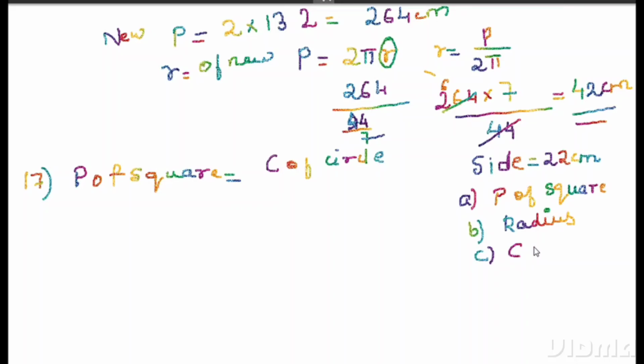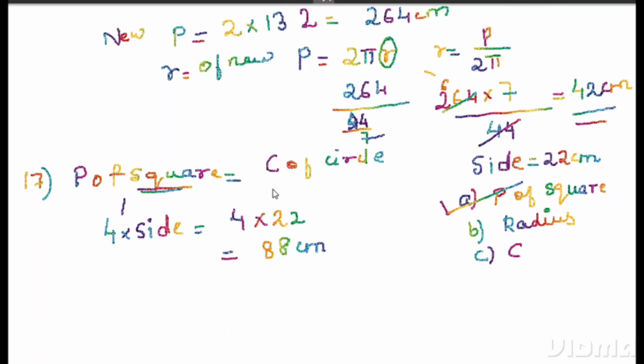So perimeter of square is simple. That is 4 times side. So 4 times side is 4 multiplied by 22 because the side is 22. So I get the perimeter as 88 centimeter. So the perimeter of square is done. Now the same perimeter is equal to the circumference of the circle. So can I write that circumference is 2 pi r and circumference will again be 88 because the perimeter of the square is equal to the circumference of the circle.